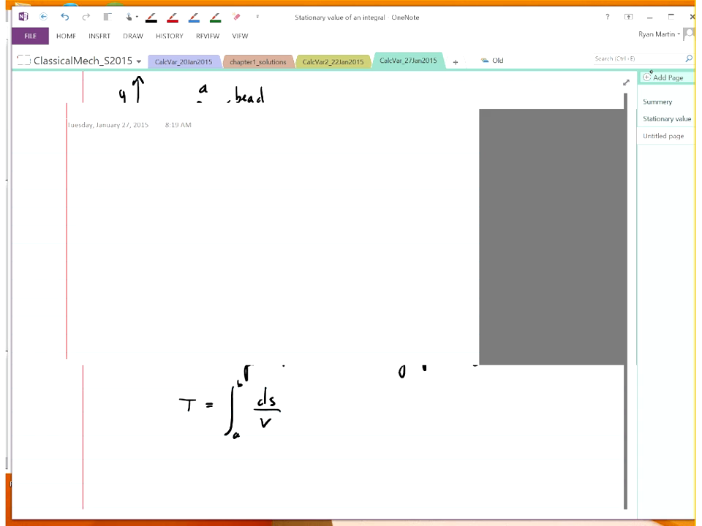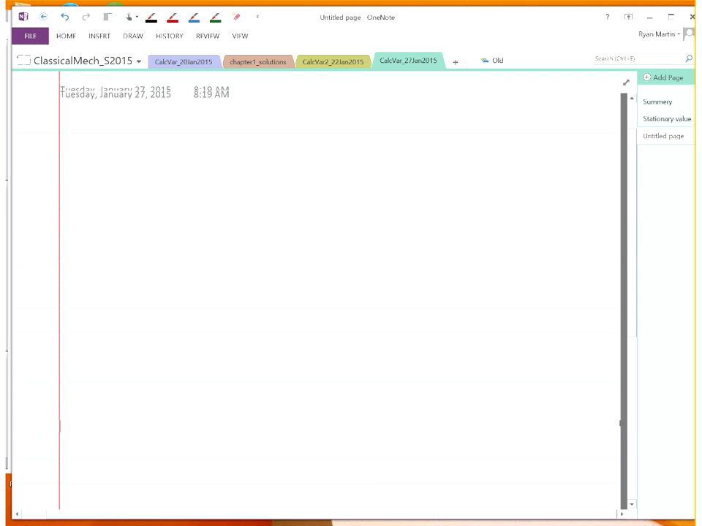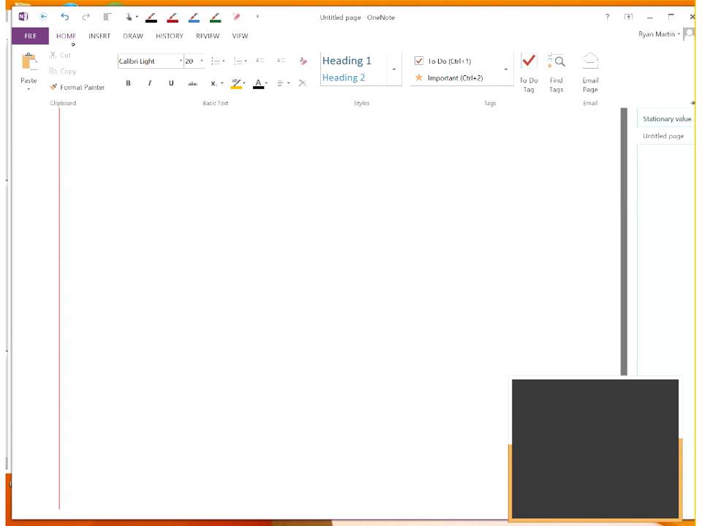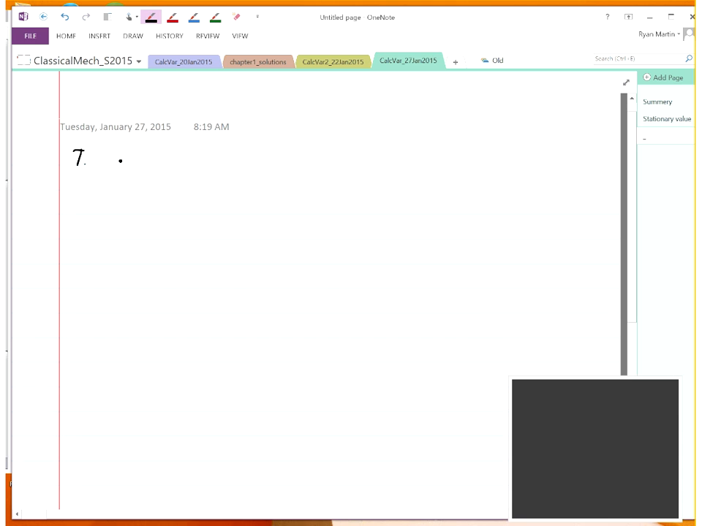So let me add a new page. So the speed of the bead is easily found from conservation of energy.